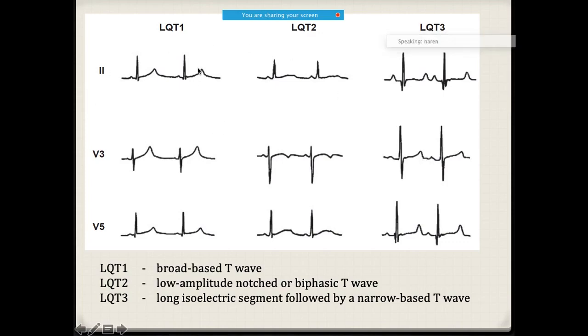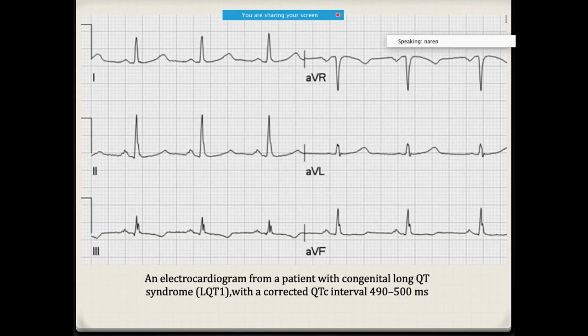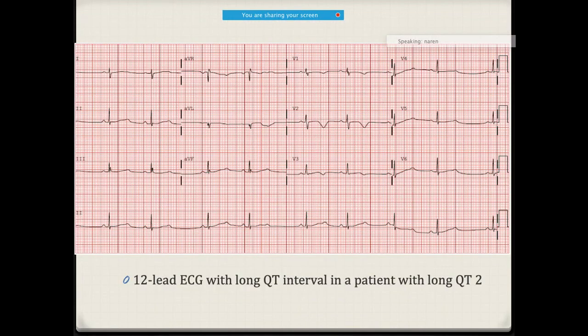So as I said about type 1, 2, 3, don't forget: type 1 is during exertion, swimming or emotion. Type 2 is in the peripartum period, or due to auditory stimulus. And long QT3 is the SCN5A mutation, which happens during rest or even sleep. As you may notice over here, the QT is pretty prolonged. It is sinus rhythm, I wouldn't say bradycardia, but of course QTc is also prolonged.